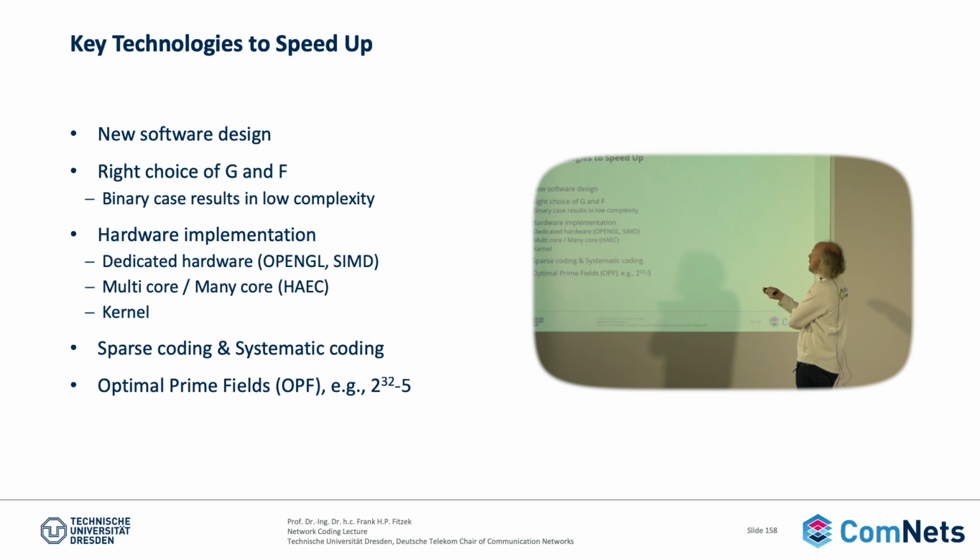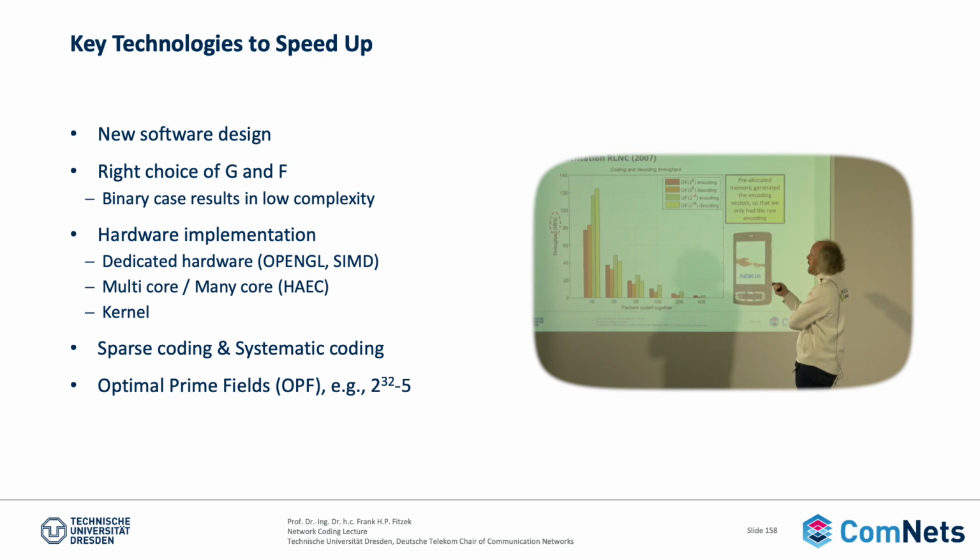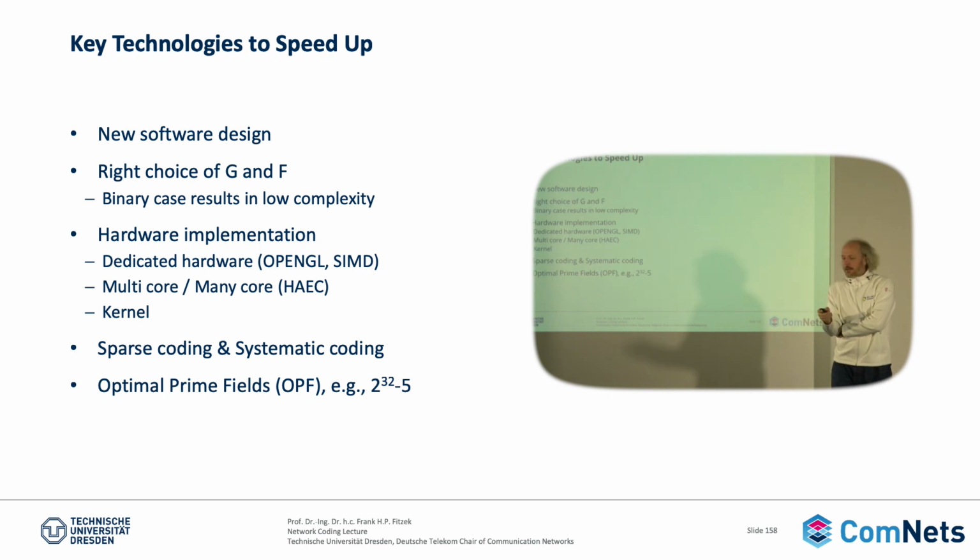Then looking at the right choice of G and F. So the binary case results in low complexity. At the time, we did not look at binary. Nobody looked at binary as the case. And Mario Gerla, who was also one from UCLA who looked into network coding, when he saw that we work on binary, he couldn't believe how good they are. From the engineering point of view, they are really good. The theory guys, they don't like them. The 1.6 is killing them. Us as engineers, maybe not.